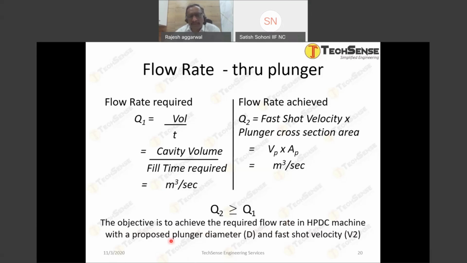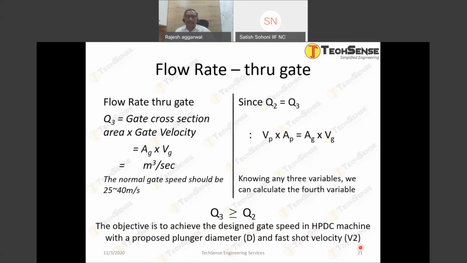The objective is to achieve the required flow rate in the machine with the proposed plunger diameter and the fast shot velocity. Similarly, when the metal is passing through the gate, the flow rate must be the same. So we can say Q3 is the gate cross-section area into the gate velocity. Since Q2 and Q3 are the same, VP into AP is equal to AG into VG. Knowing any three variables, we can calculate the fourth variable. Again, the objective here is to achieve the designed gate speed in the HPDC machine with the proposed plunger diameter and the fast shot velocity.